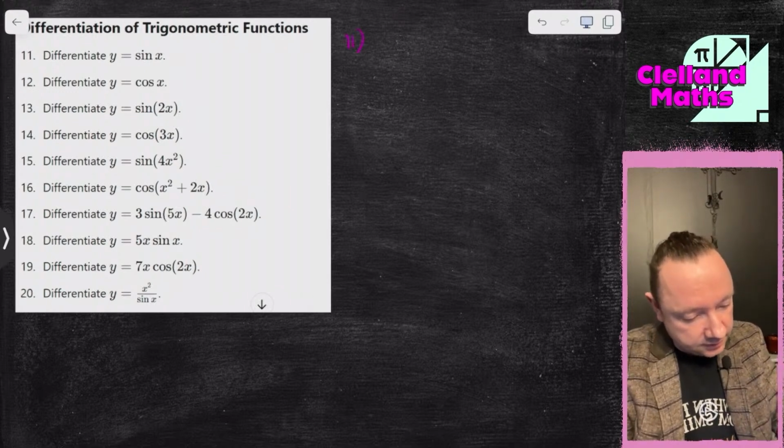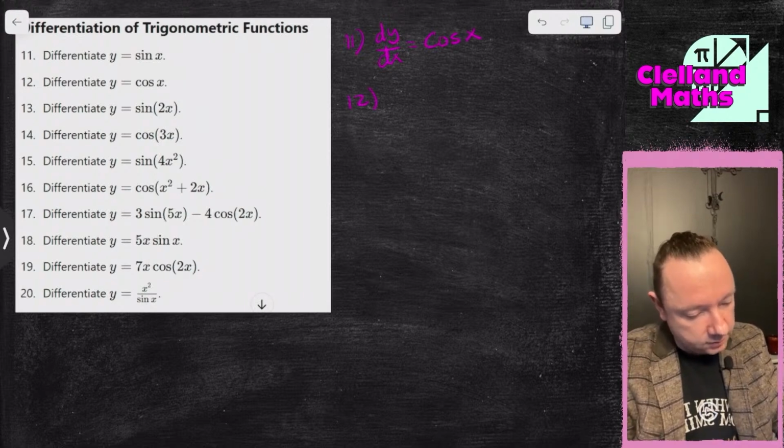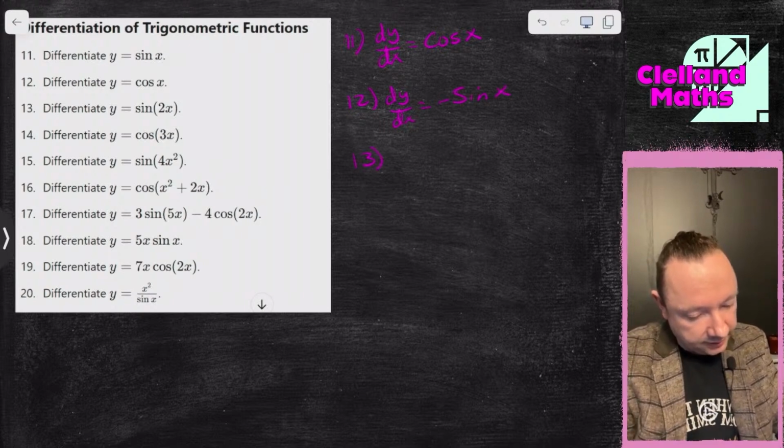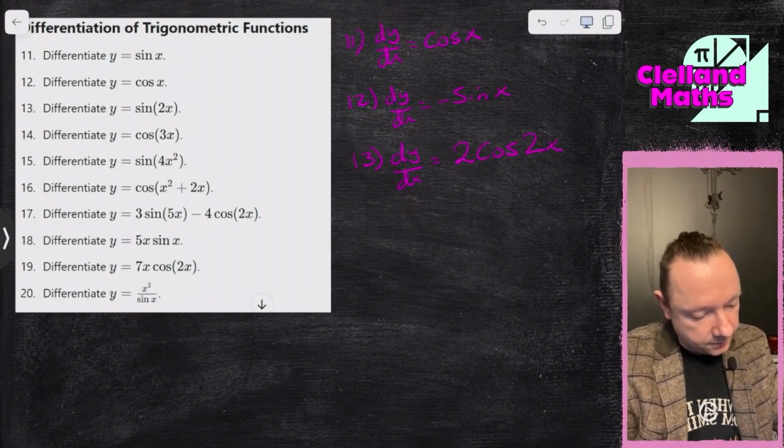Number 11, sine goes to cos. So we've got cos x. Number 12, cos goes to minus sine. So we've got minus sine x. Number 13, chain rule I think here, so dy by dx. I've got 2 cos and then 2x.